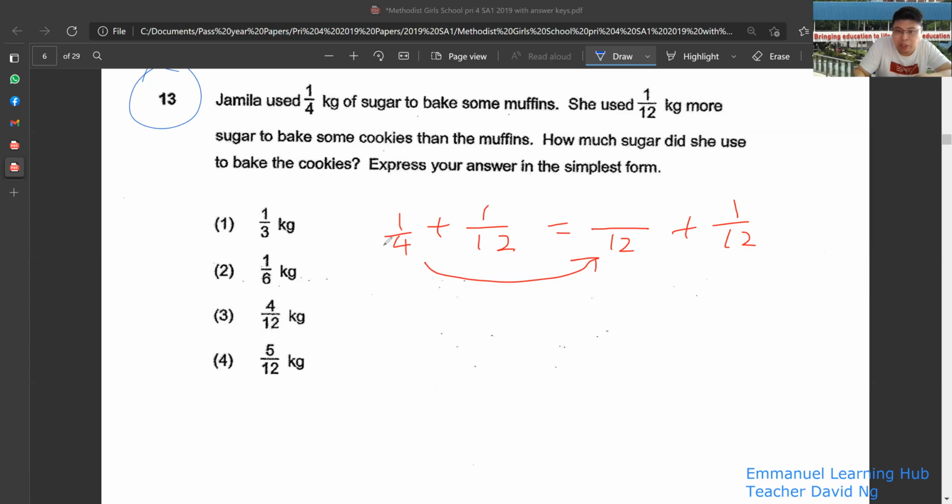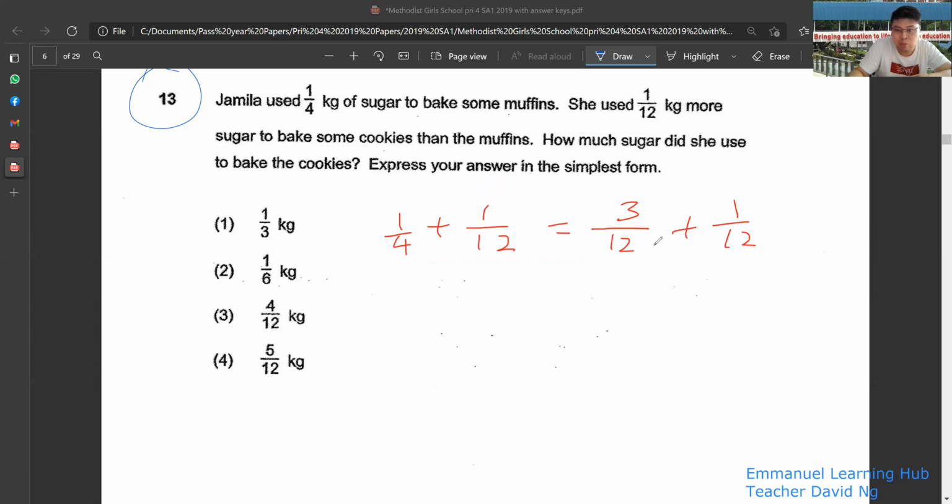You see, 4 times how many is 12? 4 multiplied by 3 is 12. So it's times 3, right? So 1 times 3 is how many? 3. So 3 over 12. Understand? Okay. That's how you get 3 over 12, times 3.